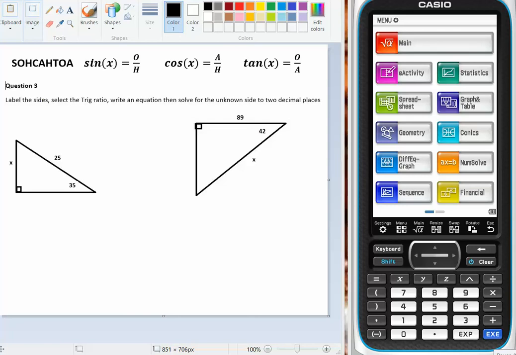This is for Year 10 General Pathway. It's trigonometry revision, question number 3, and I'm going to use the ClassPad 400 to solve this.